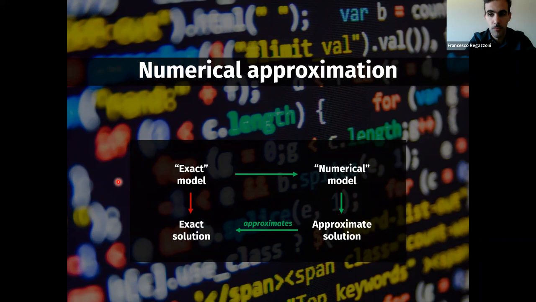Why is it called numerical? It is called numerical because it will be solved by computer. So numerical recalls a digital, okay? So a numerical model is a model that can be solved by specialized algorithms, typically on supercomputers. And so it can provide an approximation of the exact solution.